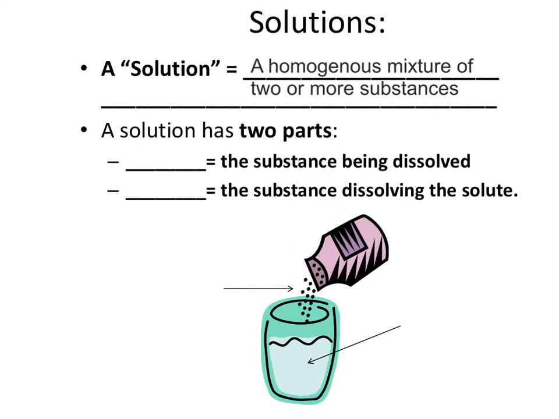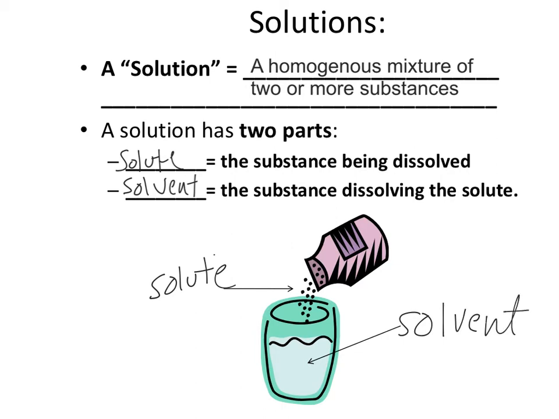And a solution has two parts to it. First, one is the substance being dissolved, and we call this the solute. And the second is the substance that's dissolving the solute, and this is the solvent. So take a second here and think about which one of these is the solute and which one is the solvent. All right, so hopefully you identified the salt going in as the solute and the water in the cup as the solvent.